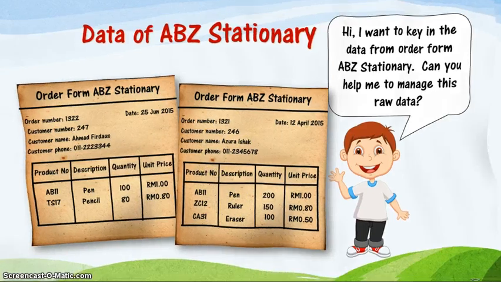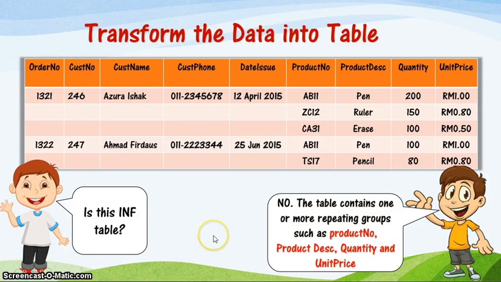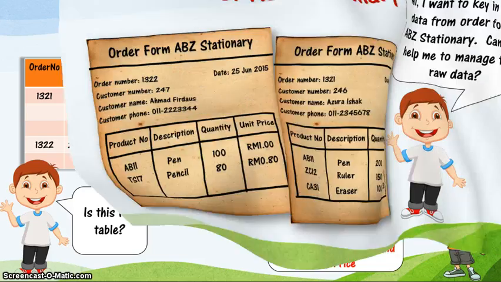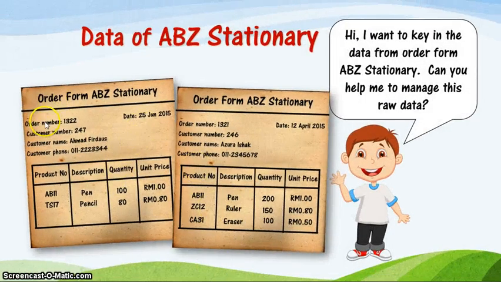First you have to transform the data into a table. Based on the data from the receipt, you transform the data into a table. I think we have so many attributes on the receipt. Look back at the receipt. This is about order number, customer name. We can call these attributes: product number, description, quantity, unit price. This is another order number, with its own product description, quantity, and unit price.